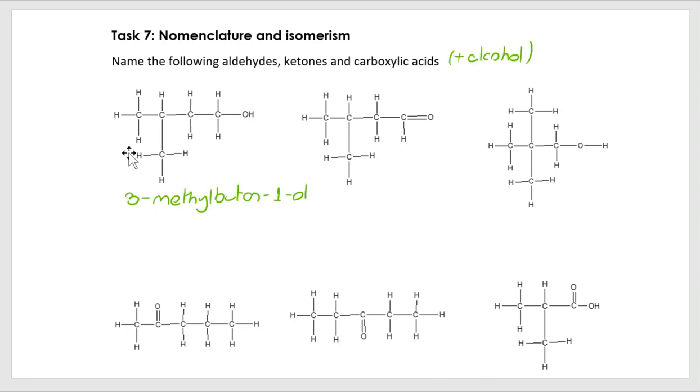So the first one, I've got 1, 2, 3, 4 in a chain. My alcohol goes in the number 1 position. So this is 3-methyl-butan-1-ol. The second one has a C double bond O at the end of a carbon chain. That makes it an aldehyde, 1, 2, 3, 4 butanal with a 3-methyl, so 3-methyl butanal.